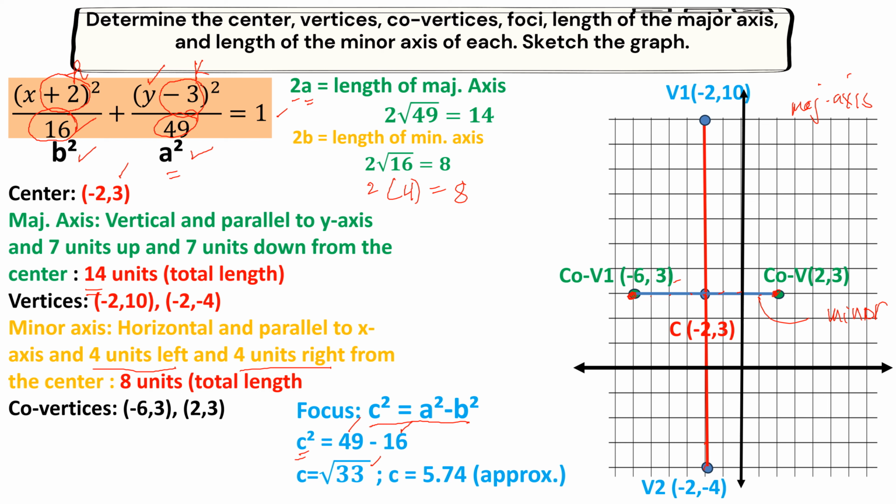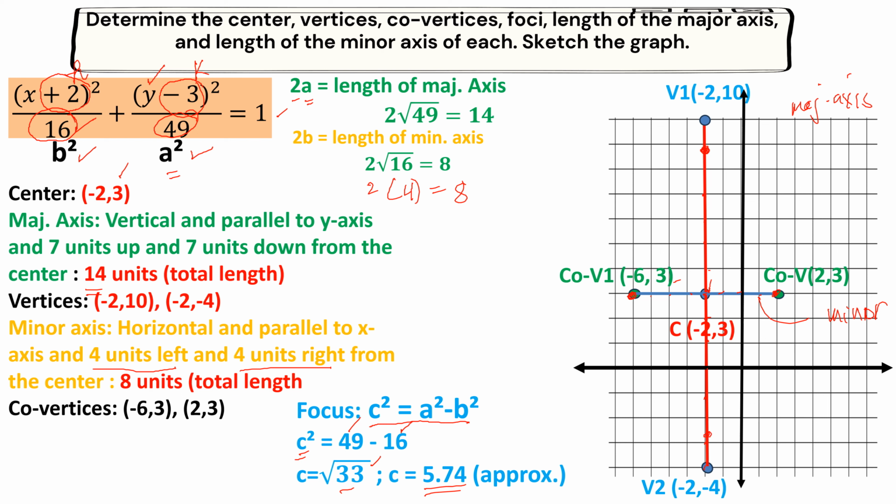Thus, we'll be getting the c, so we extract the square root of both sides. What is the square root of 33? It is approximately 5.74. So from the center, we need to count 5.74 units. Remember, the focus is on the major axis. So, 1, 2, 3, 4, 5. That will be the first focus.